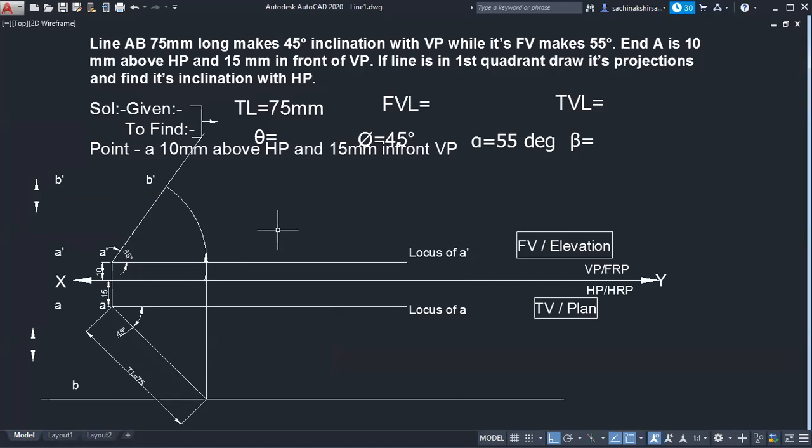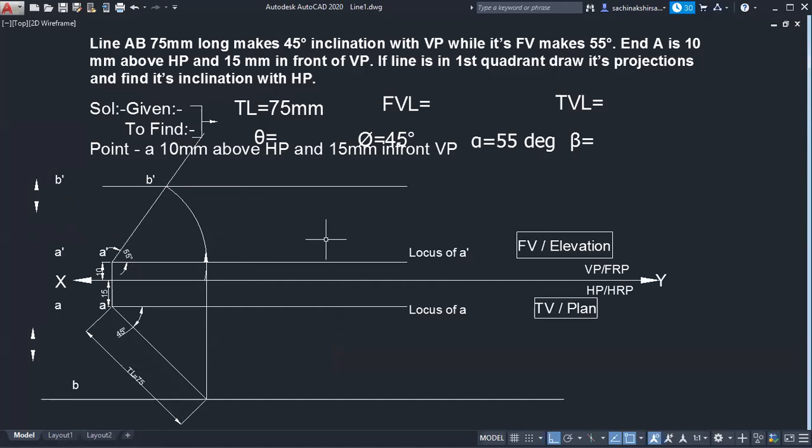I have to draw a locus for point B dash. Likewise, I have to draw the locus. Okay, so A dash to B dash. What did I get? A dash to B dash is the FVL, the front view length.